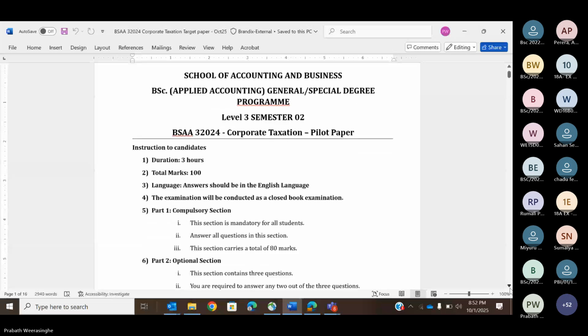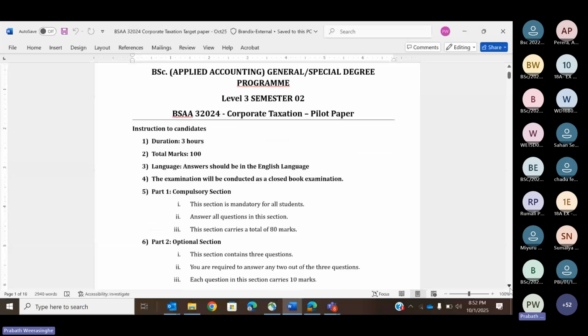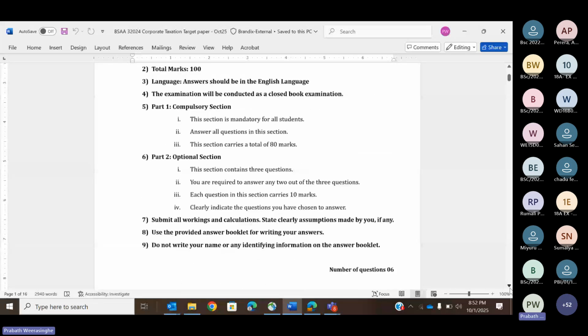I share the same thing with your batch representative as well, right? So this type of question starts with profit before tax. You can see here profit before tax, and they have given other details. This company is doing what type of activity, and the relevant turnover, and the net profit before tax.